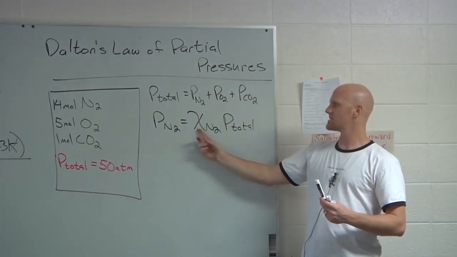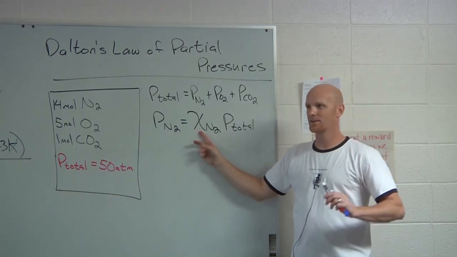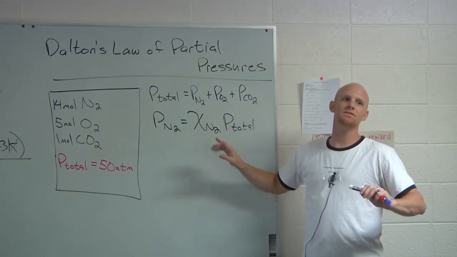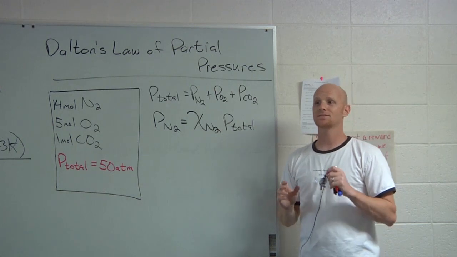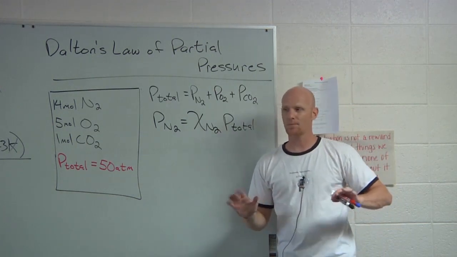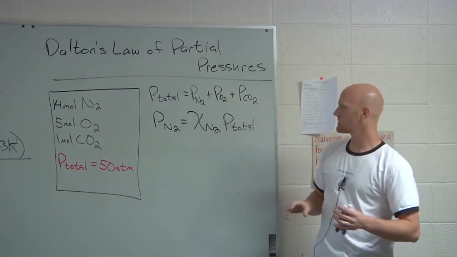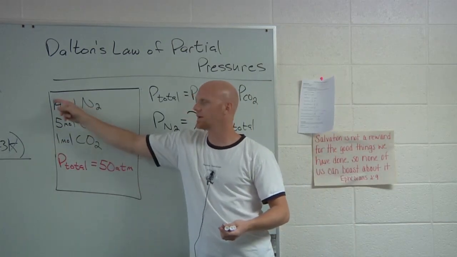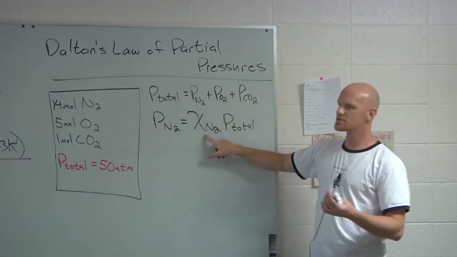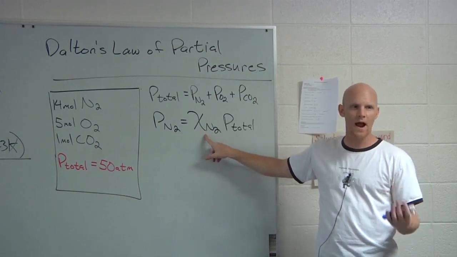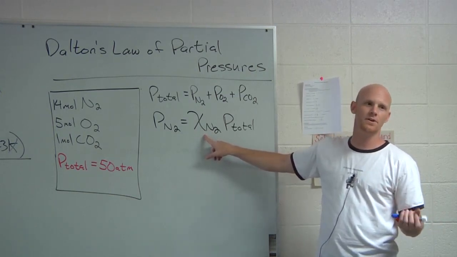Now don't be scared by this. This is not an X, it's the Greek letter chi, and it stands for mole fraction. Don't be scared by a mole fraction. The mole fraction is the same thing as a percentage, except you're not multiplying by 100. So notice, instead of taking 14 out of 20 times 100, we're just going to take 14 out of 20. It's the fraction of the moles that are nitrogen.